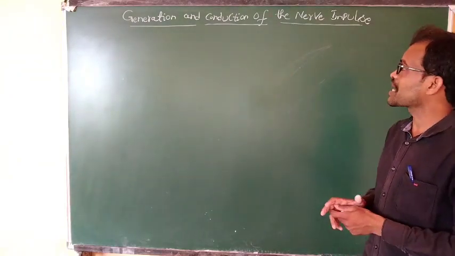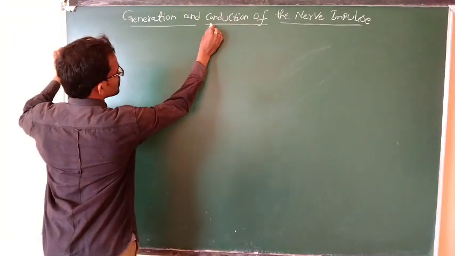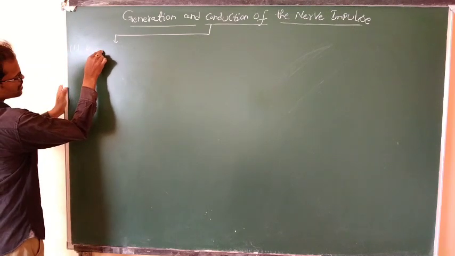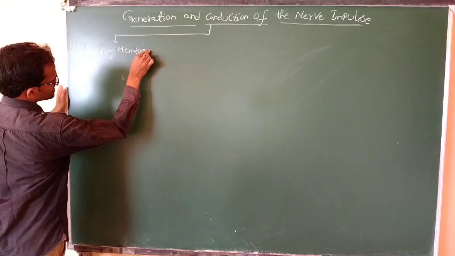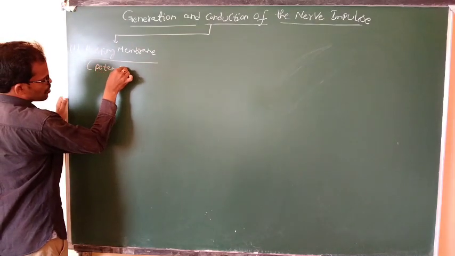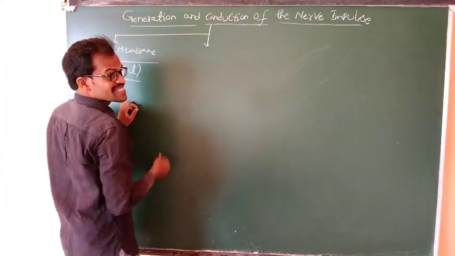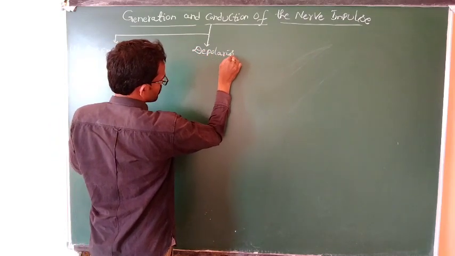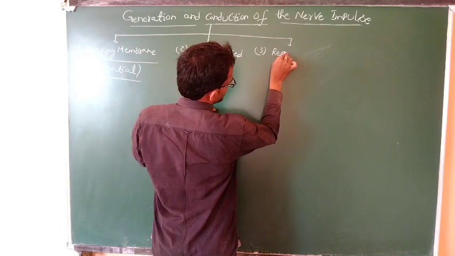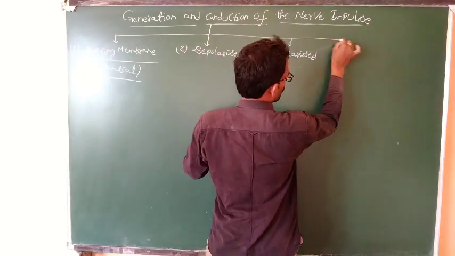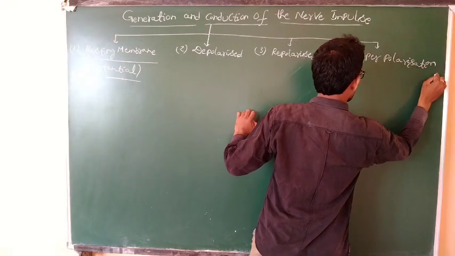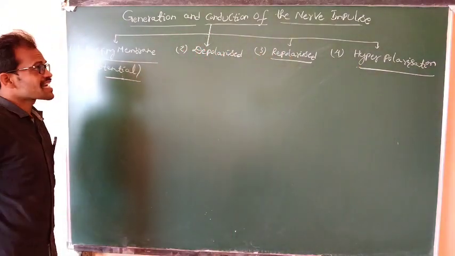If you observe the generation and conduction of the nerve impulse, it is divided into stages. First one, resting membrane potential. Second one, depolarization. Third one, repolarization. Fourth one, hyperpolarization. These are the conditions in the generation and conduction of the nerve impulse.